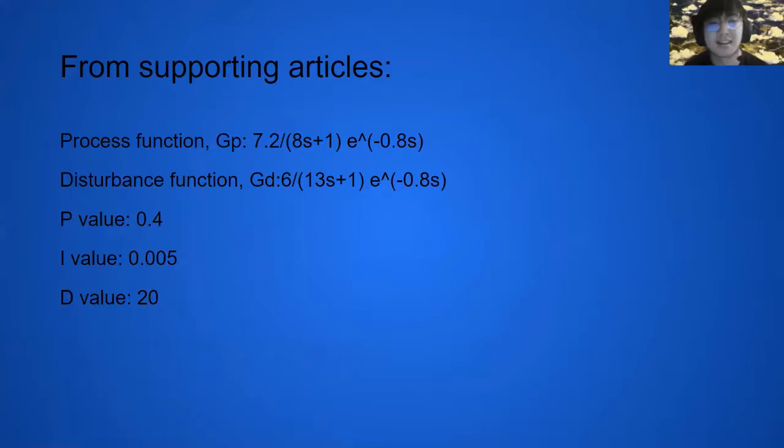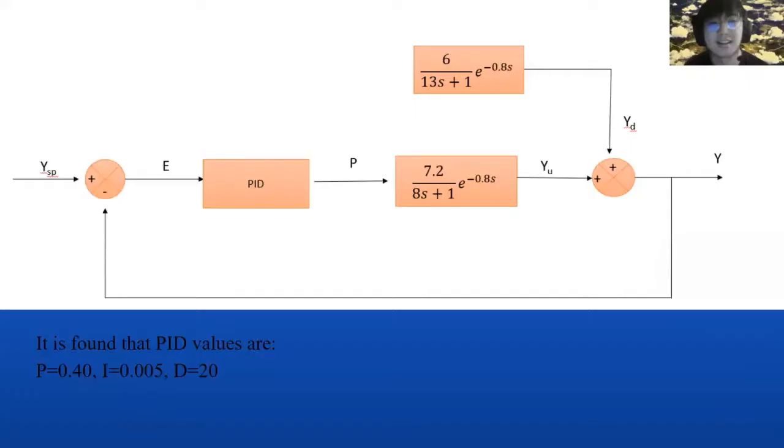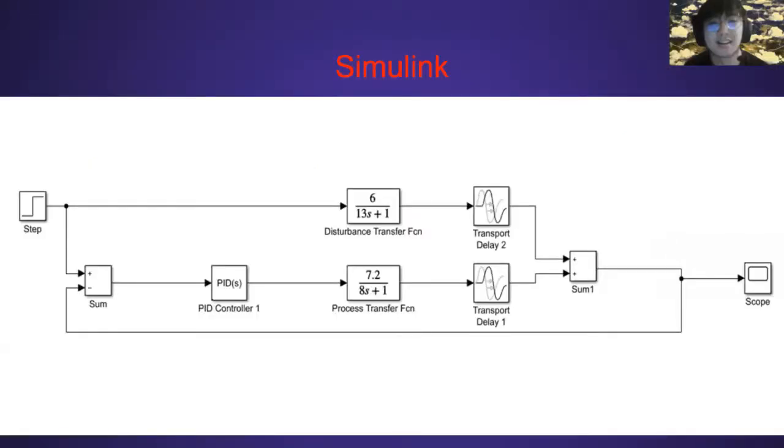From supporting articles, it has been found that these are the GP equation, GD, and the PID values. Next. This is the sketch which shows the transfer functions being entered and labeled. Next. This is the Simulink diagram which shows how the control loop is carried out. Next.